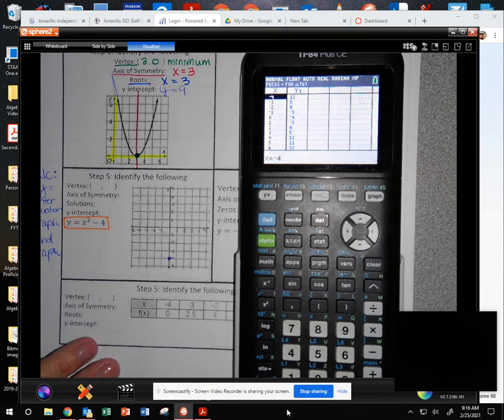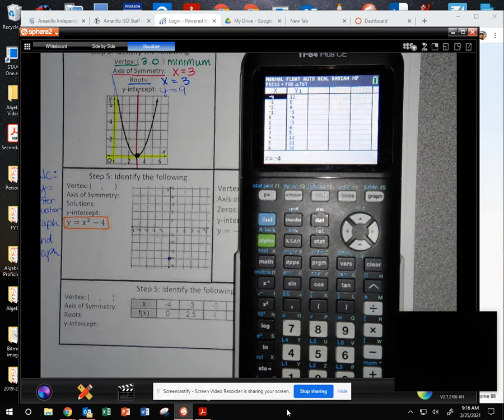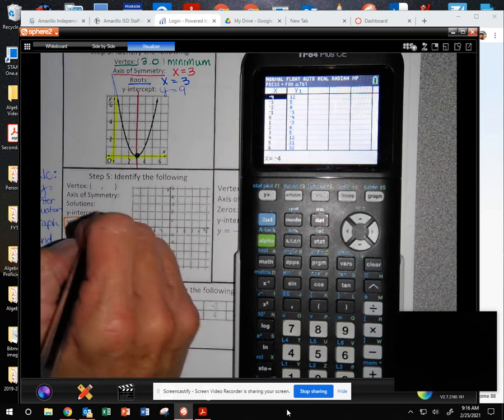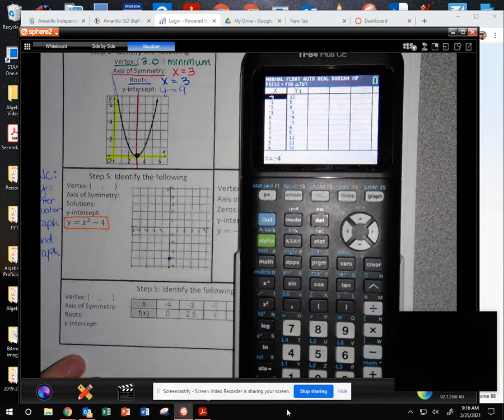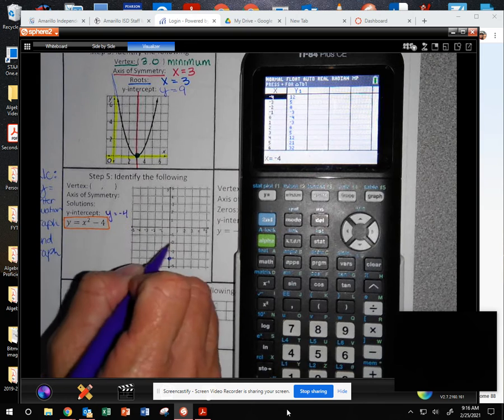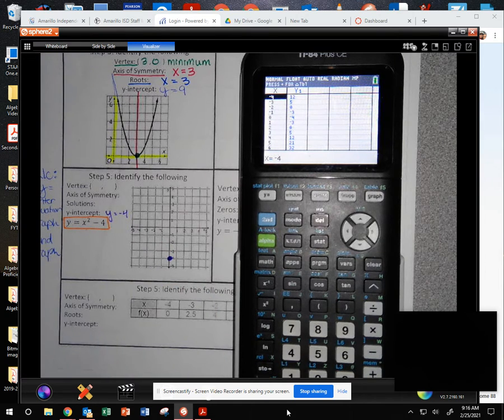So when x is 0 and y is another number, that's my y-intercept. So my y-intercept would be -4. I'm just going to go ahead and put that. Y equals -4. That's this point right here.